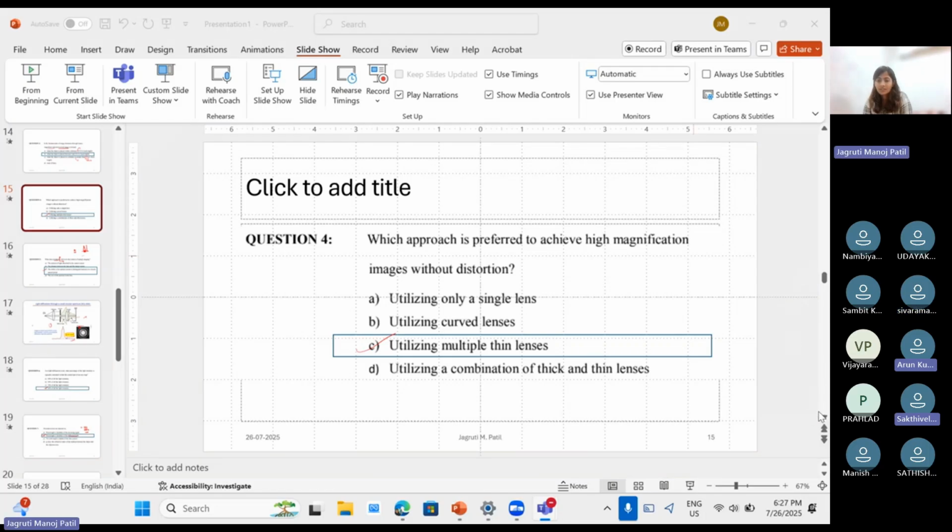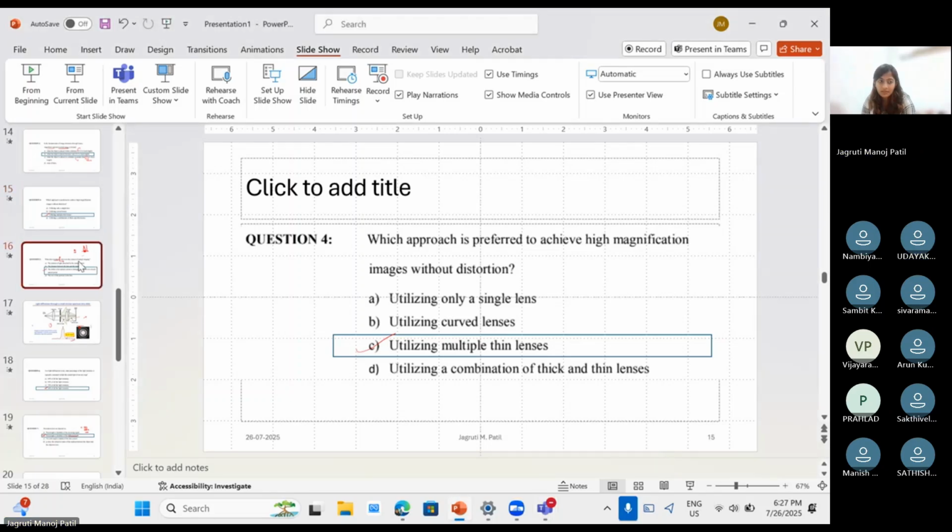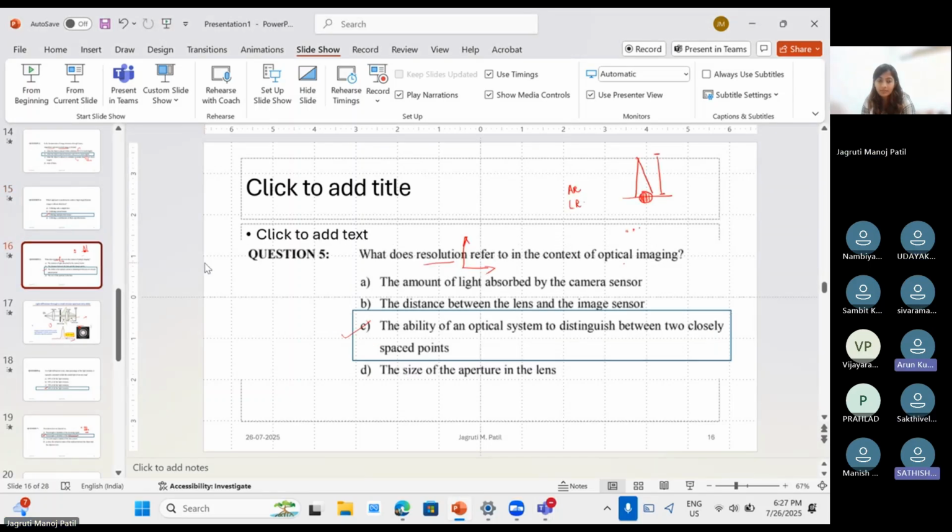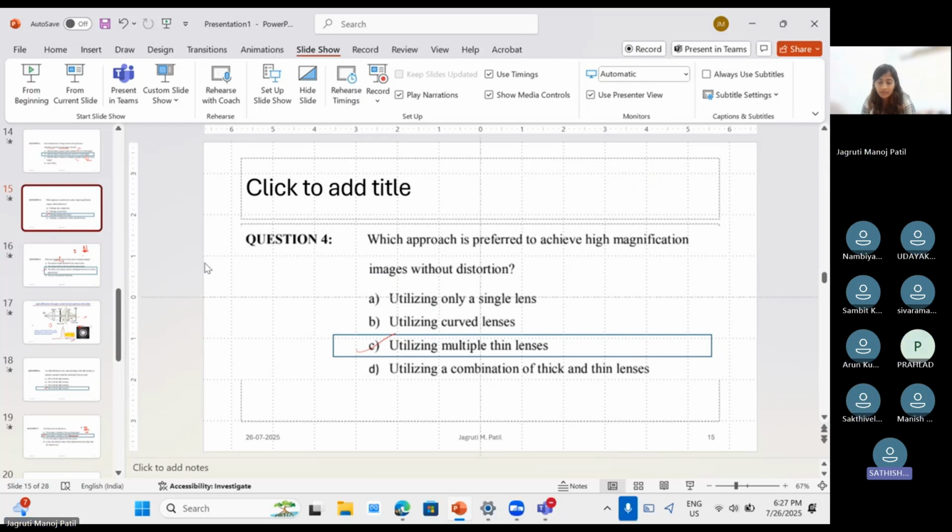Then the next question is which approach is preferred for high magnification without distortion? So you use multiple lenses for it. Then you have the next question. Why not a combination of thick and thin lenses? Is there any reason for that? So what will happen over here is that material density and material refractive indexes will also be different. So you need to have a similar material throughout it, and you don't want a combination of thicknesses of the material here.